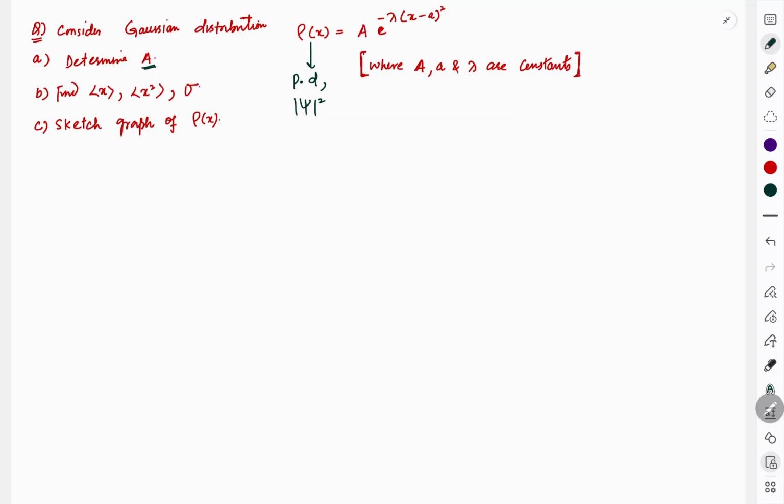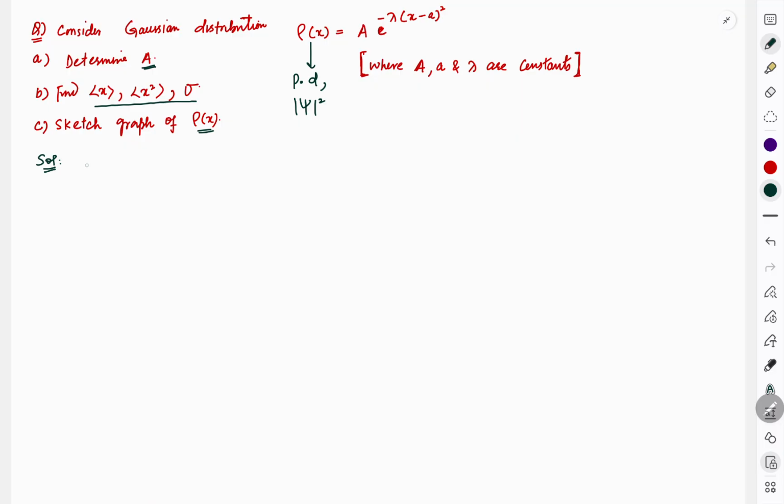We have to determine the expectation value of x, the expectation value of x square, and then the standard deviation, and we have to sketch the graph of this probability density. Now let's do it very smartly. Actually, there is a sort of trick which we can use, and we can find all these three things in very little time.